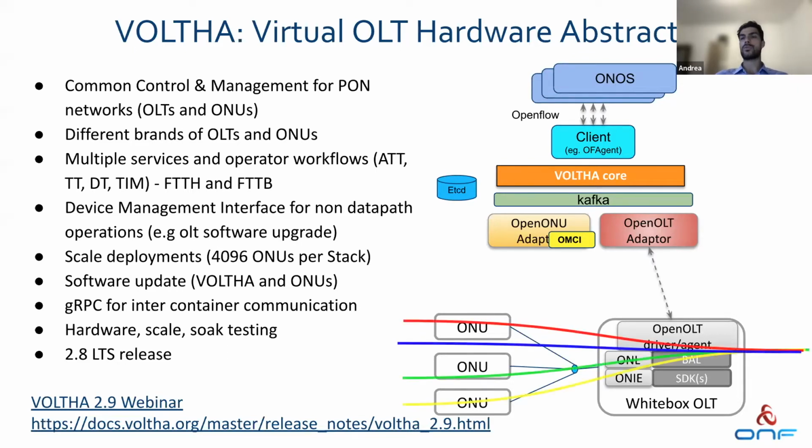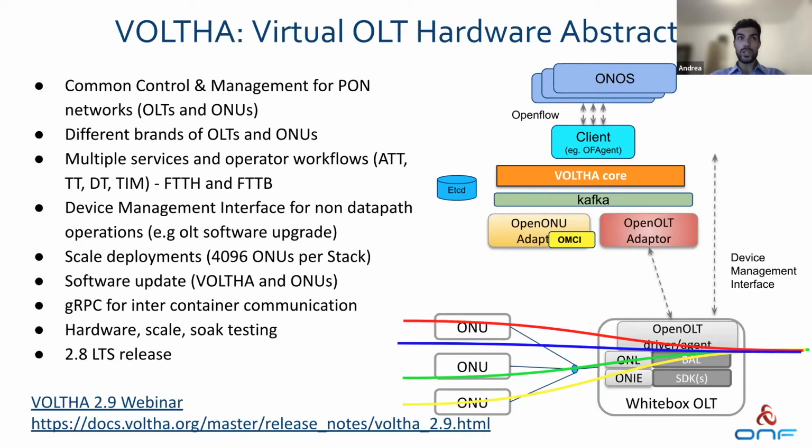This allows us to provide multiple types of services, such as video on demand, multicast, IPTV, HSIA, so high-speed internet access, for different types of operators. So AT&T, Turk Telecom, Deutsche Telekom, and Telecom Italia, for example, with both fiber to the home and fiber to the building capacity. We also have a device management interface that interacts directly with the OLT for non-data path operations of the OLT, such as software upgrades and inventory.